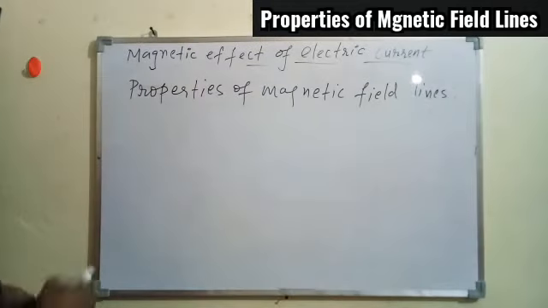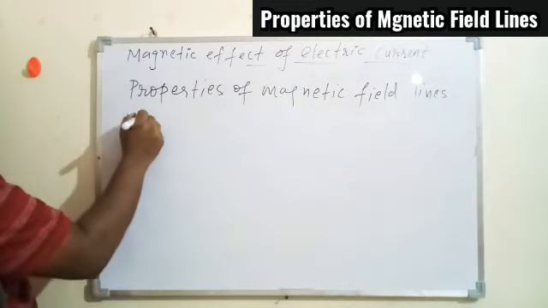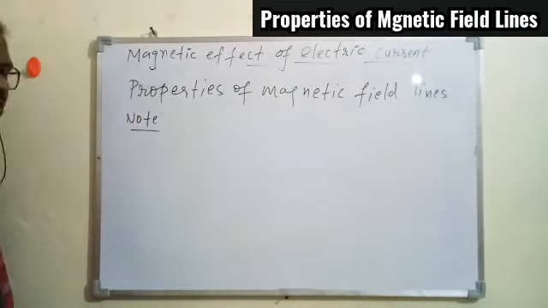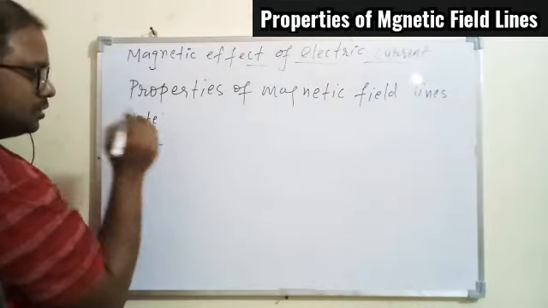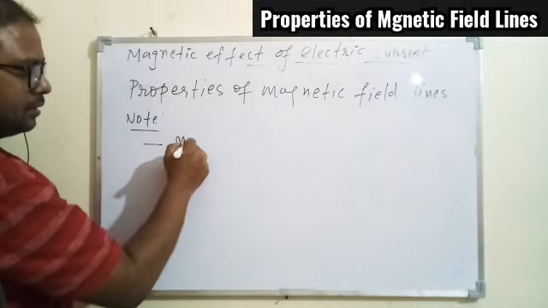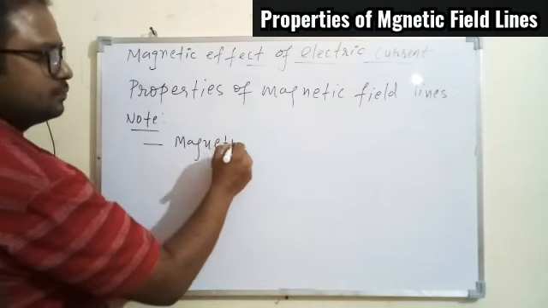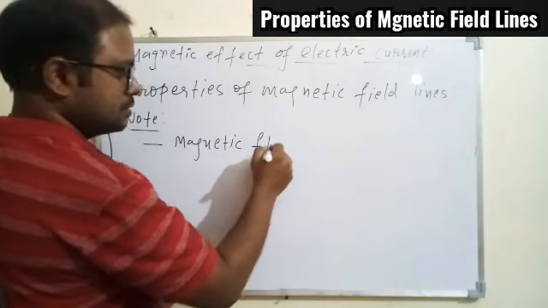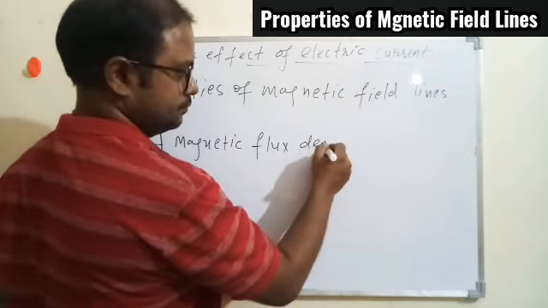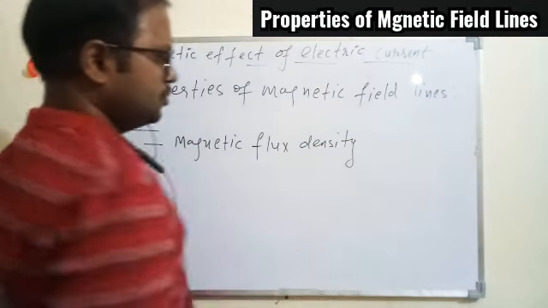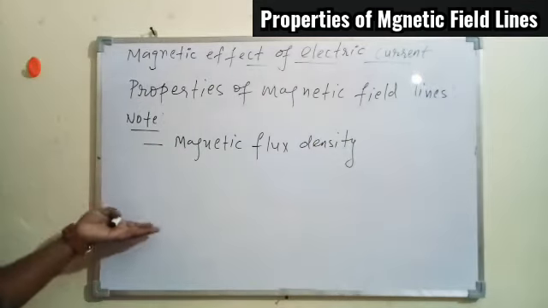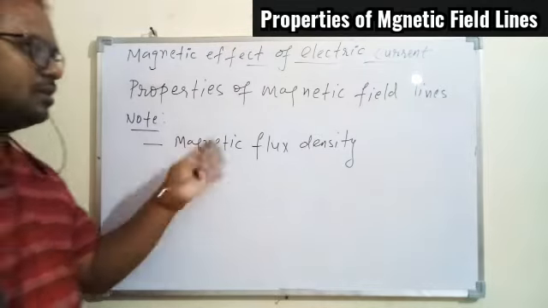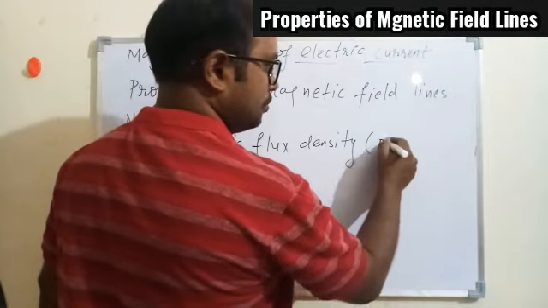And number 4, before you go for the next property, I want to give you one note that will help you to understand the concept. There is a term called magnetic flux density. Not to worry, no need to understand that much concept here, but at least you know the meaning, directly or indirectly, of this.